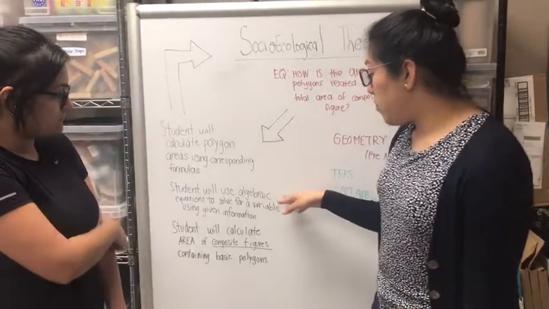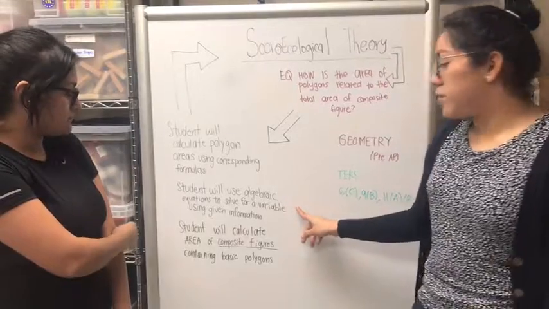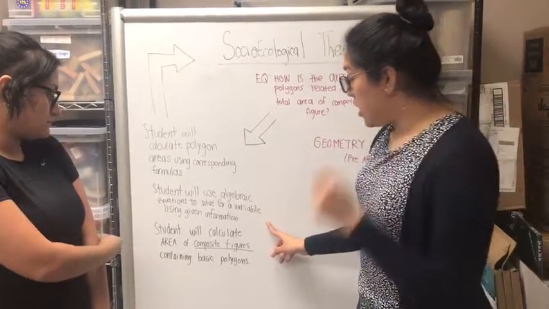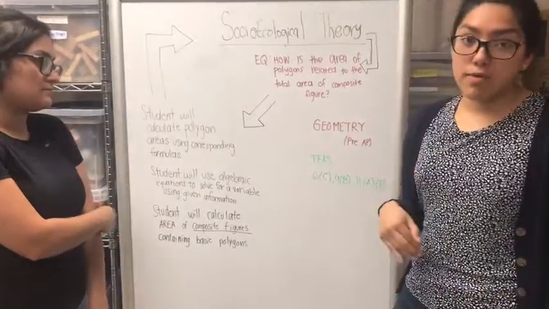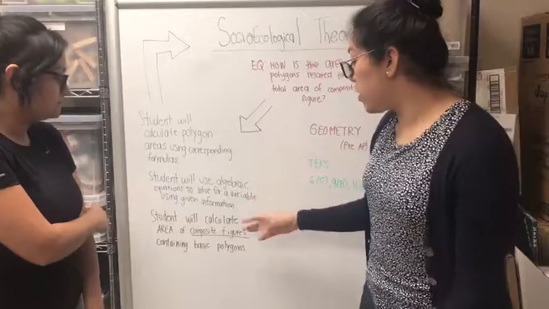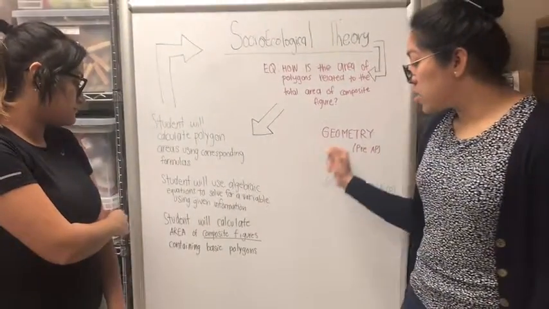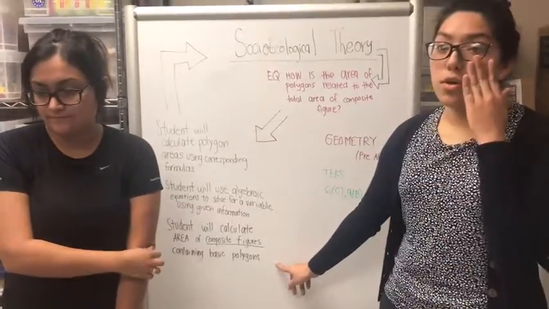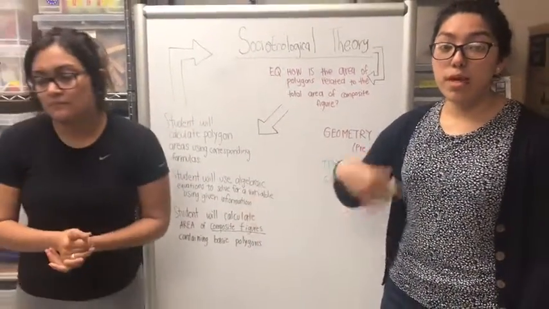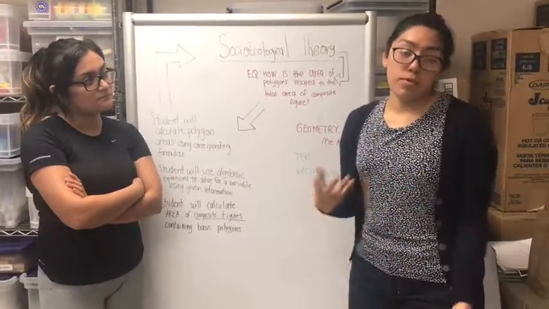Also, we will provide some problems that will require solving for a variable, so that we use algebraic equations, using the given information. Our main goal also is for students to calculate the area of composite figures containing basic polygons. So we want students to develop intuitions based on visuals that we'll provide.